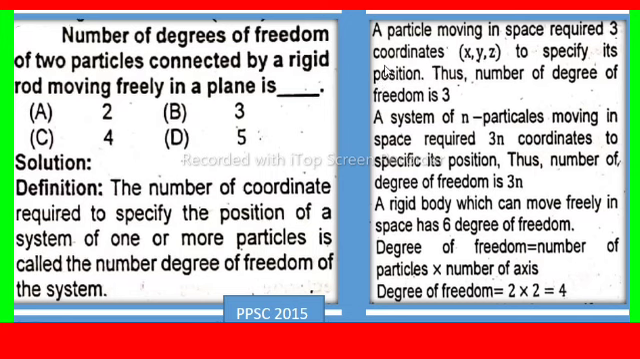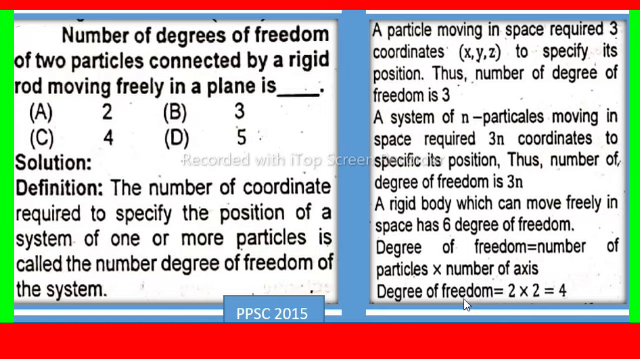Second definition, that is: a particle moving in space requires three coordinates x, y, z to specify its position. Thus the number of degrees of freedom is 3. A system of n particles moving in space requires 3n coordinates to specify its position. Thus the number of degrees of freedom is 3n, and a rigid body which can move freely in space has 6 degrees of freedom. Degree of freedom is equal to number of particles multiplied by number of axes.